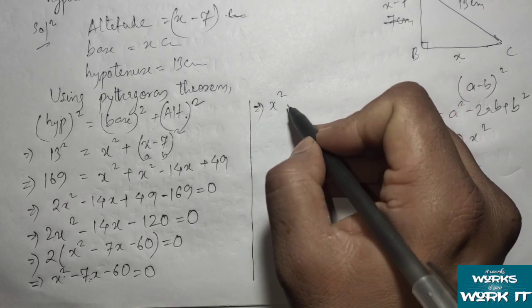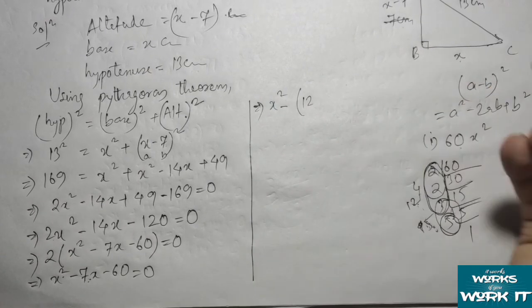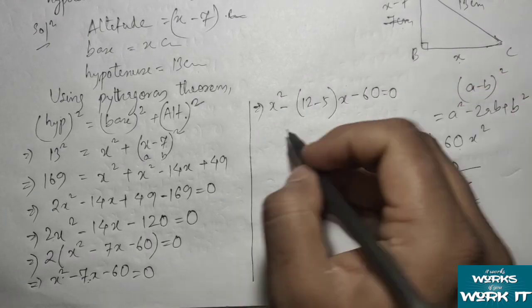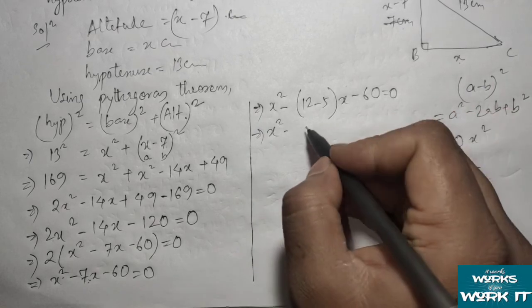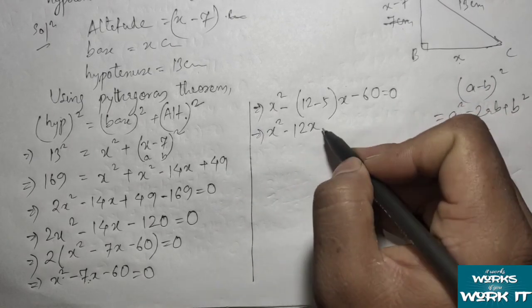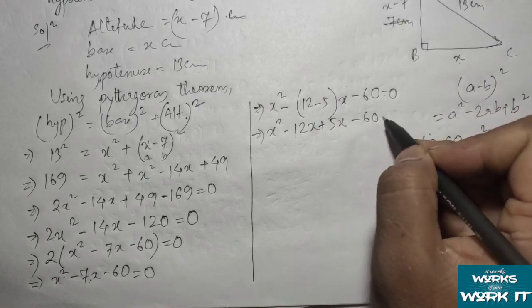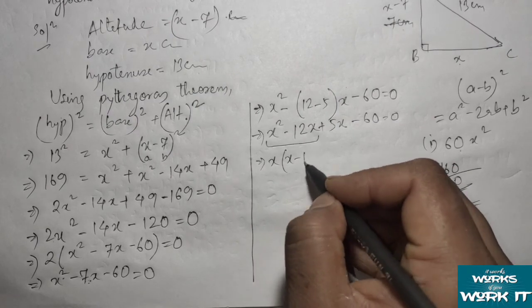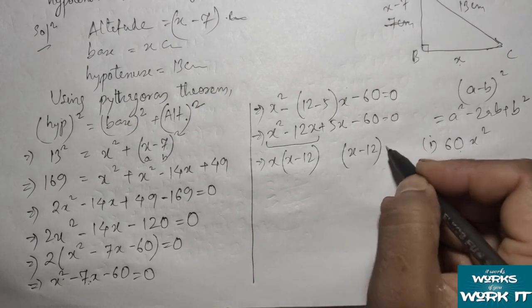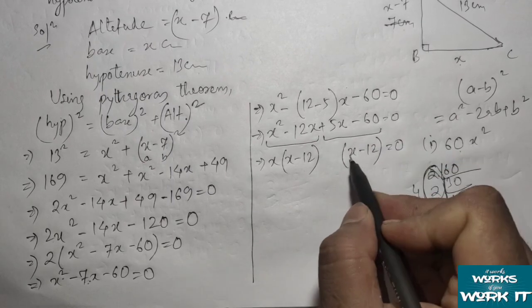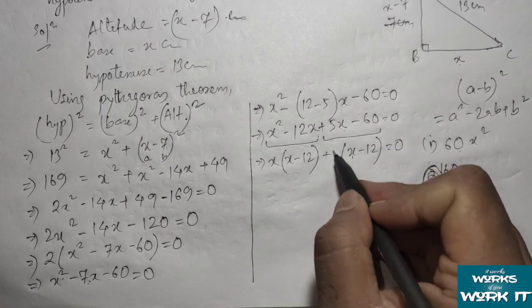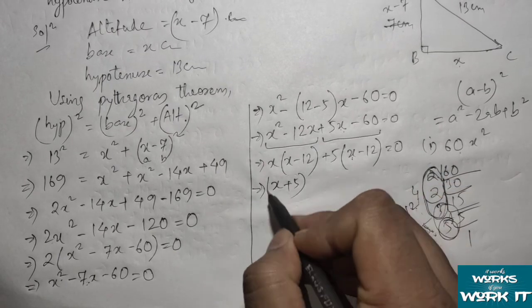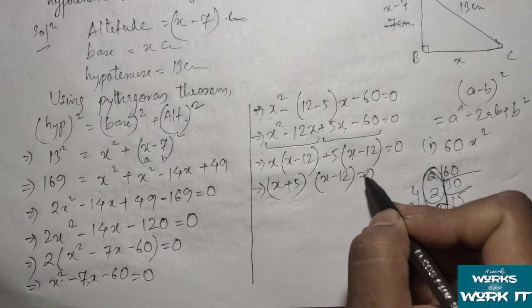So x square minus 12 plus 5x minus 60 equal to 0. So removing the bracket, what will we get? x square minus 12x plus 5x minus 60 equal to 0. So from these two terms we can take common x minus 12. Directly I am writing x minus 12 here. So we will start from here again. So x we have got already. So what do we need to multiply? We need to multiply plus 5. So it will give us x plus 5, and then x minus 12 equal to 0.